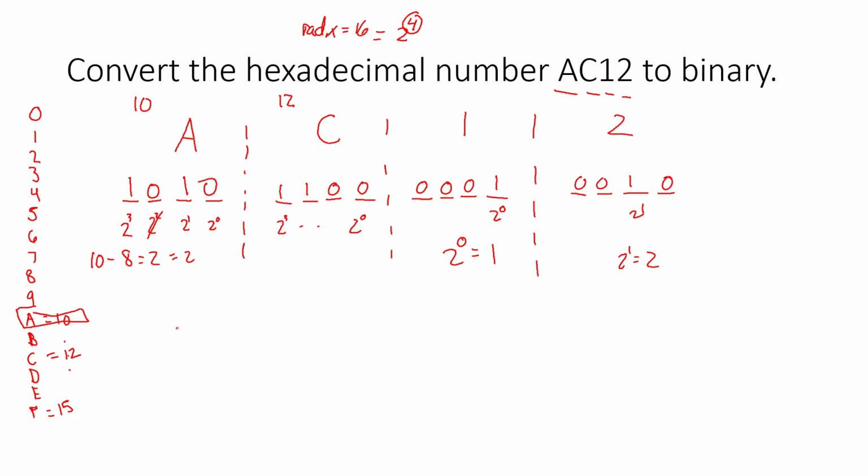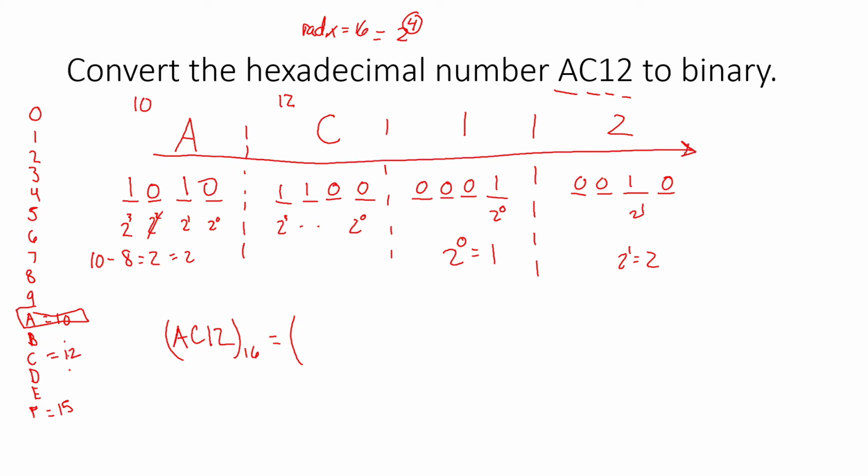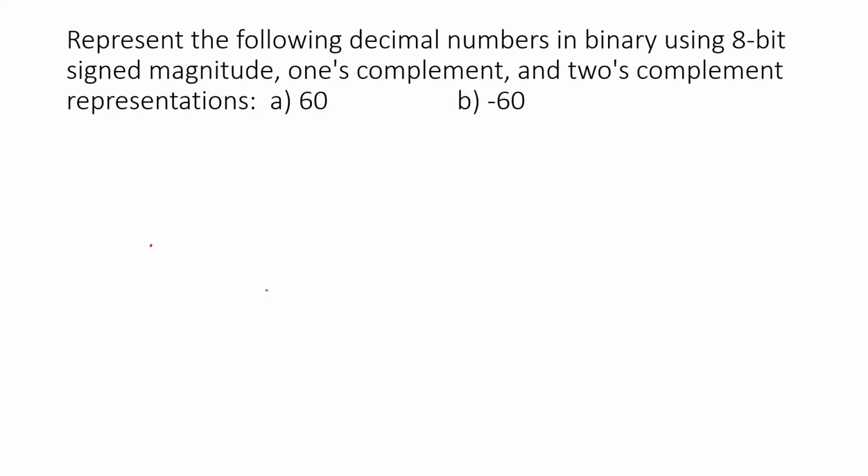So, A, C, 12 in base 16 equals this. And we read all of it this way: 1, 0, 1, 0, 1, 1, 0, 0, 0, 0, 0, 1, 0, 0, 1, 0. And that is the answer in base 2. So moving on to question 3.